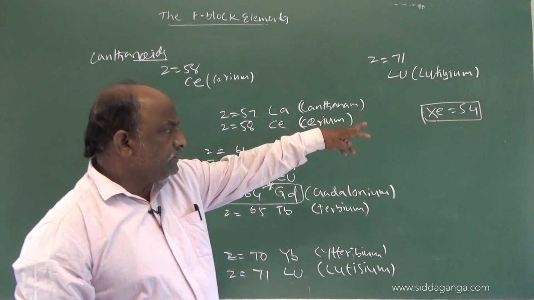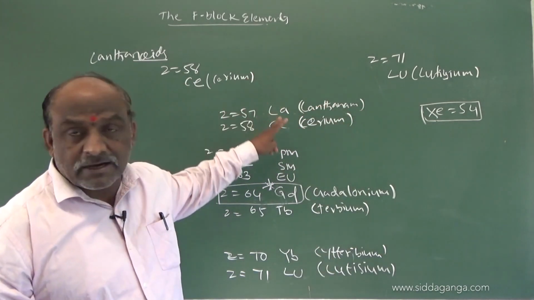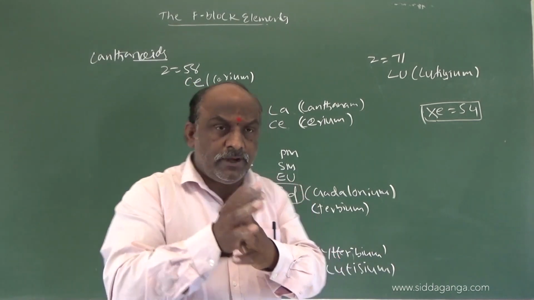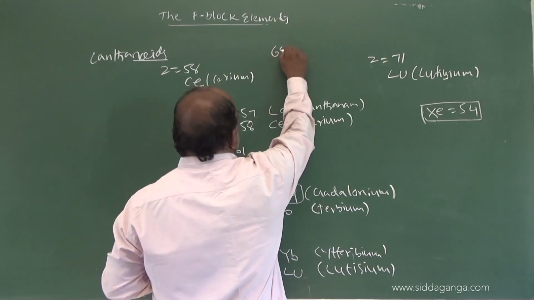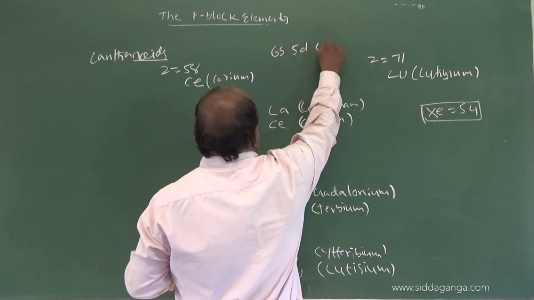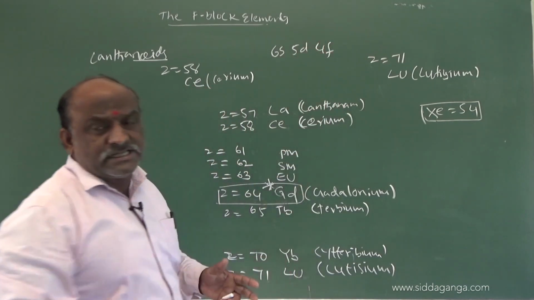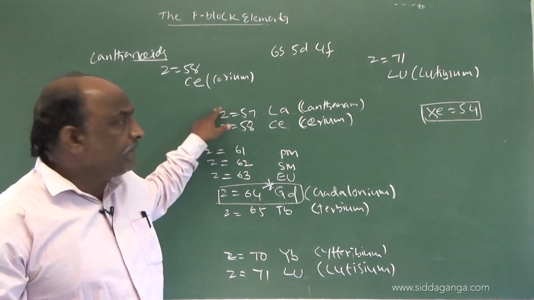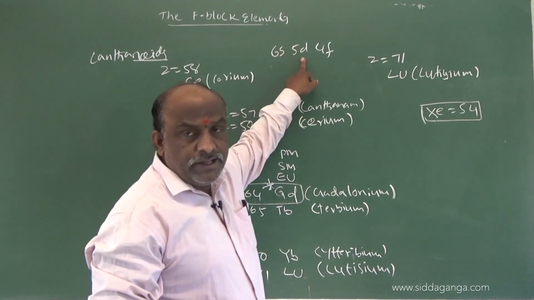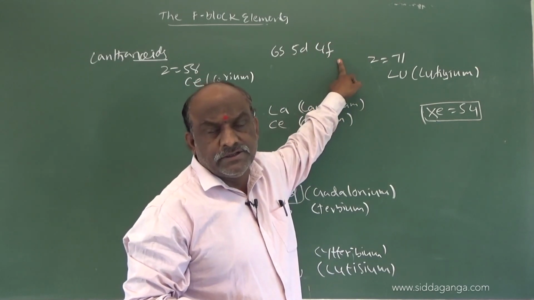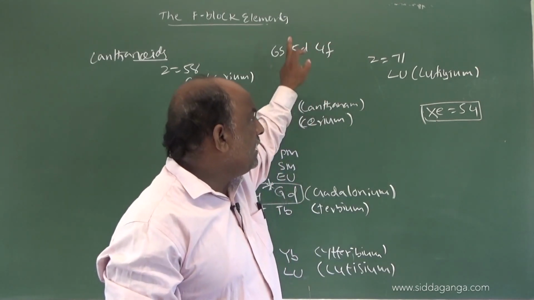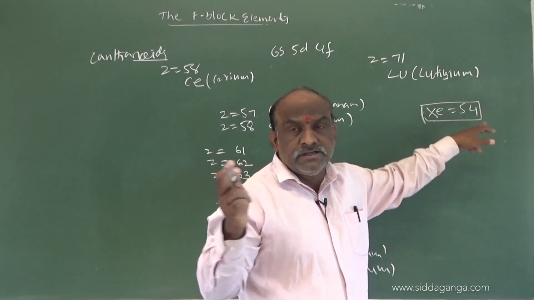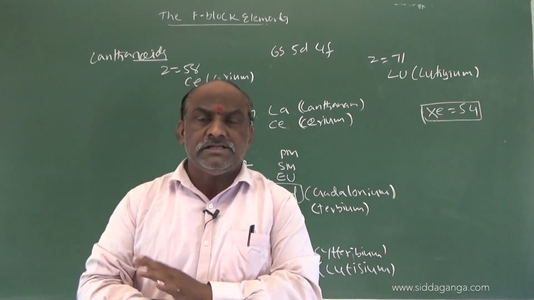With respect to xenon, what will be the general electronic configuration? You should keep the general electronic configuration in mind. First is 6s, next is 5d, later is 4f. The 6s, 5d, 4f configuration takes place in lanthanides. In all electronic configurations, keep in mind xenon, which is a noble gas configuration.